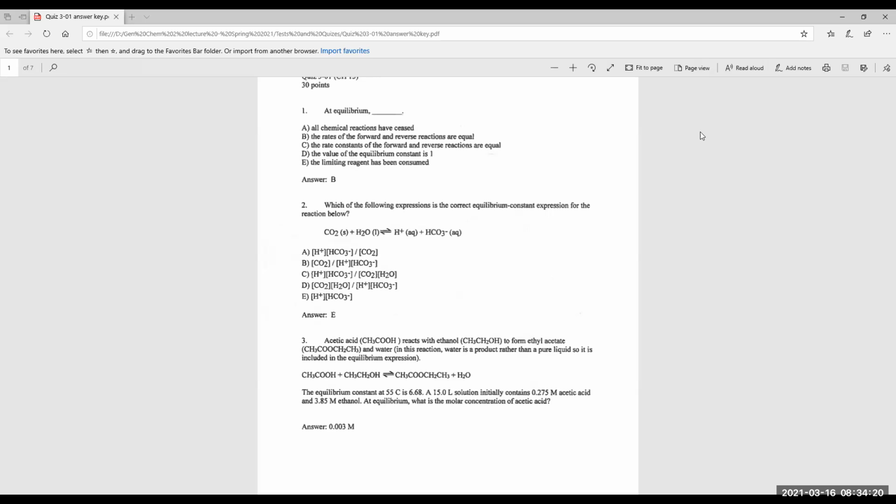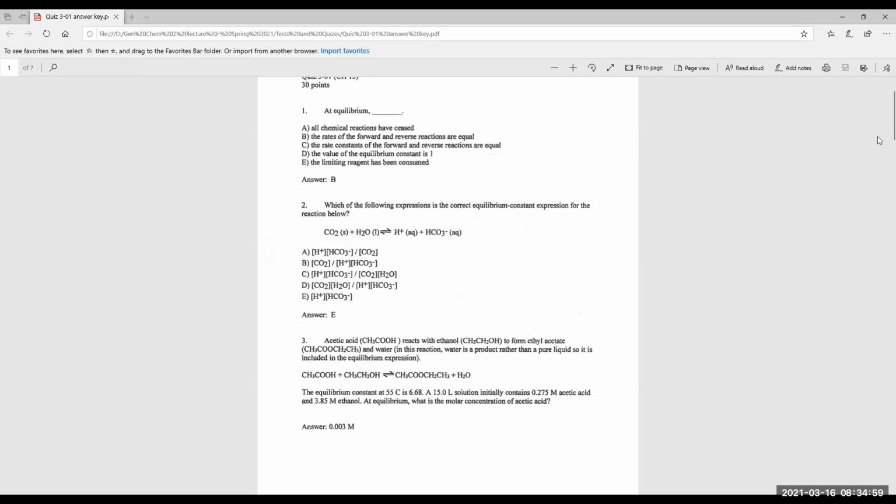Number two, which of the following expressions is the correct equilibrium constant expression? For this reaction, the key here was noticing that CO2 was listed as a solid, and H2O is a pure liquid. Those two don't show up in the equilibrium expression because by definition, that means they're one. So the expression is hydrogen ion concentration times HCO3 minus concentration.